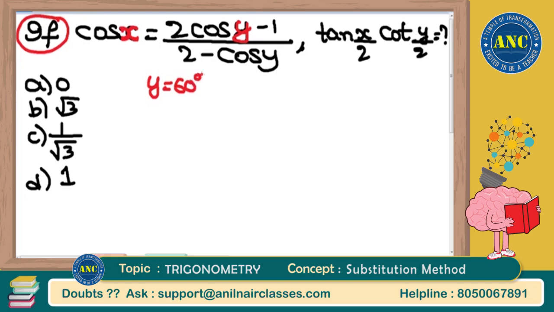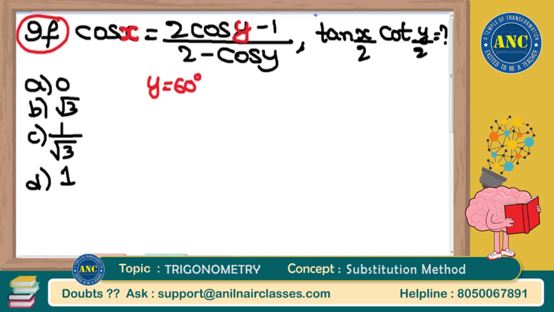I will take y as 60 degrees. Sir, how will you come to know that y will be 60 degrees? You told that you can take any value for y, but still you took 60 itself. Why are you taking 60? How did you come to know that 60 is a good number to work with?